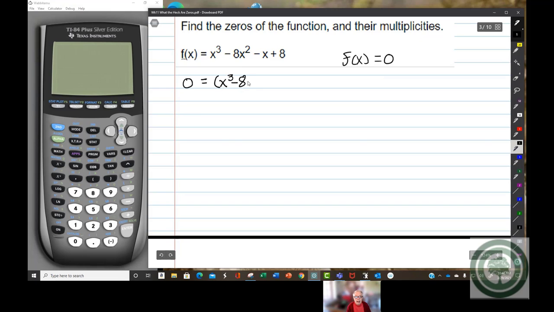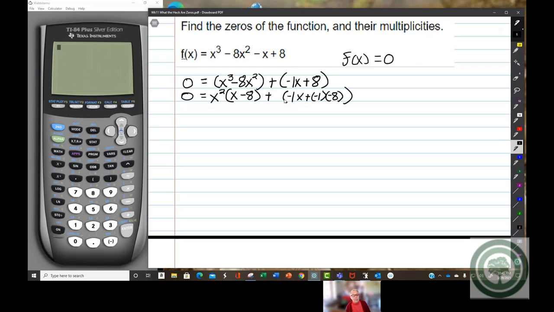x to the third minus 8x squared plus parentheses negative 1x plus 8. So 0 equals, let's see, we'll pull out an x squared times x minus 8. Now, this is a little more difficult because the leading term has a negative coefficient, a negative leading coefficient, which means our GCF has to be negative. So I'm going to take an extra step to do this. I can write 8 as negative 1 times negative 8. And that will make sure I have a negative 1 in each term. A little math magic there.